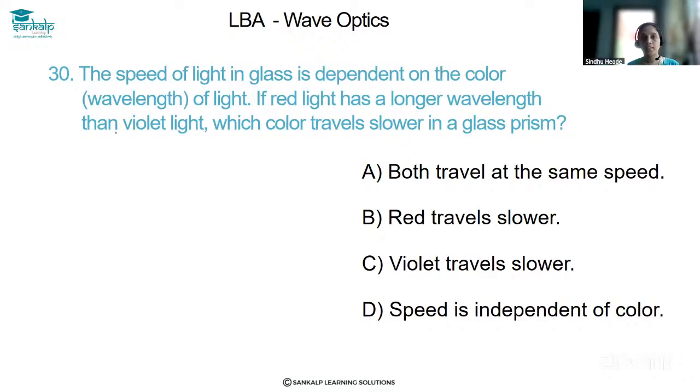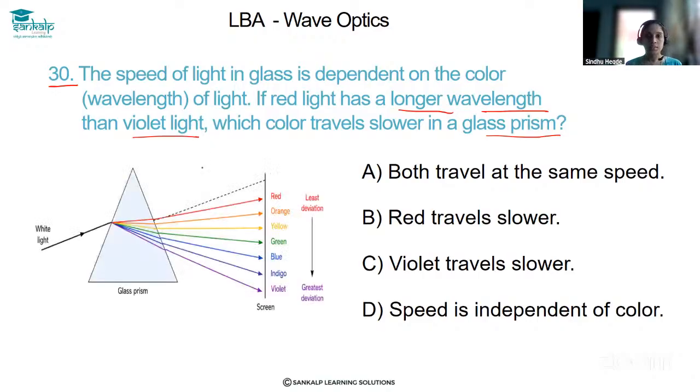Let us see question number 30. The speed of light in glass depends on the color or wavelength of light. If red light has a longer wavelength than violet light, which color travels slower in a glass prism? Option A, both travel at the same speed. Option B, red travels slower. Option C, violet travels slower. And option D, speed is independent of color.